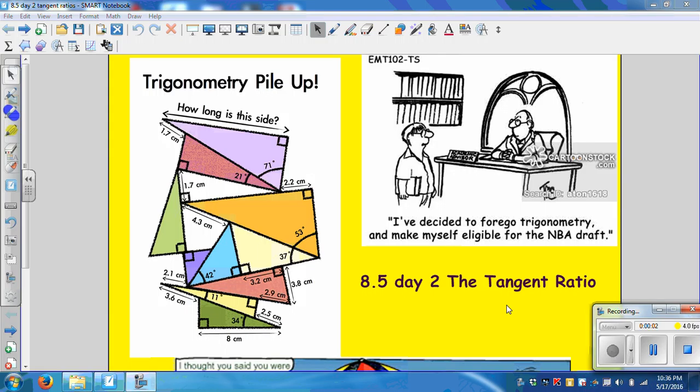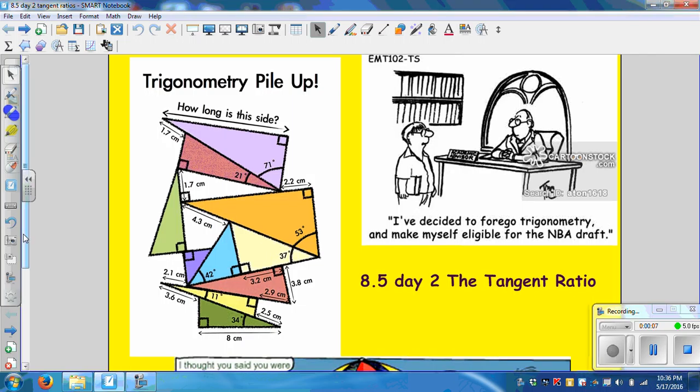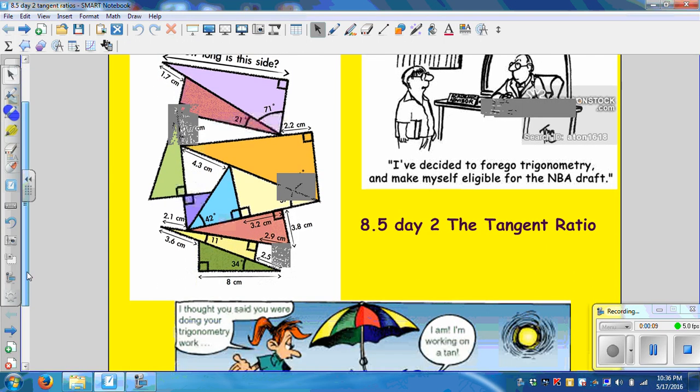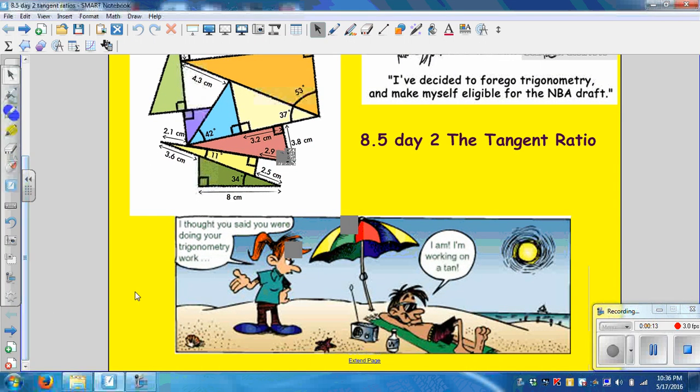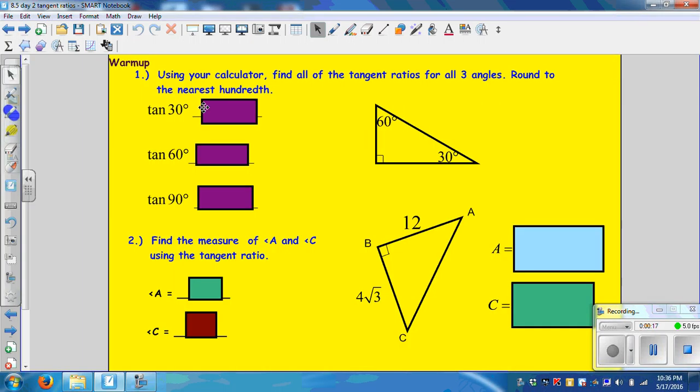This lesson is 8.5, Day 2, Tangent Ratios. Warm up. Using your calculator, find all the tangent ratios for all three angles and round to the nearest hundredth. Pause the video and work out the warm-up.